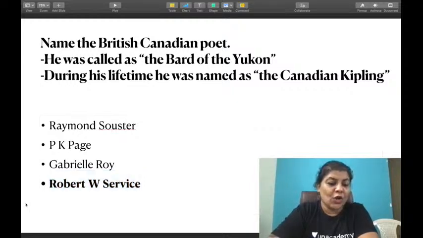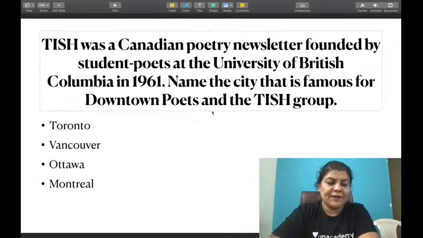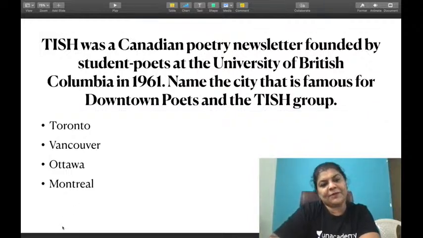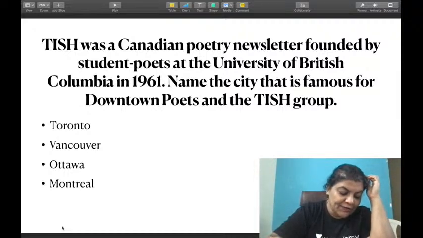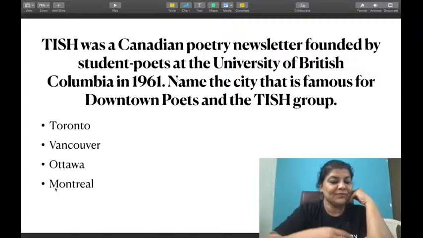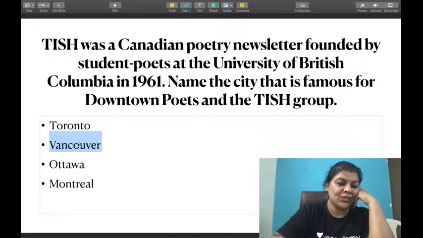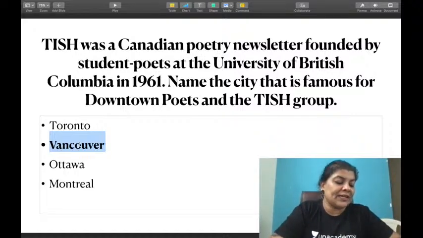Robert W. Service was called the Canadian Kipling. Tish was a Canadian poetry newsletter founded by student poets at the University of British Columbia. Where is the University of British Columbia? I studied there, so tell me. Downtown Poets, Tish Group, University of British Columbia. It is all in Vancouver. I lived in Vancouver in a place called Sasamat, doing my PhD. I traveled to Montreal, but I lived in Vancouver.